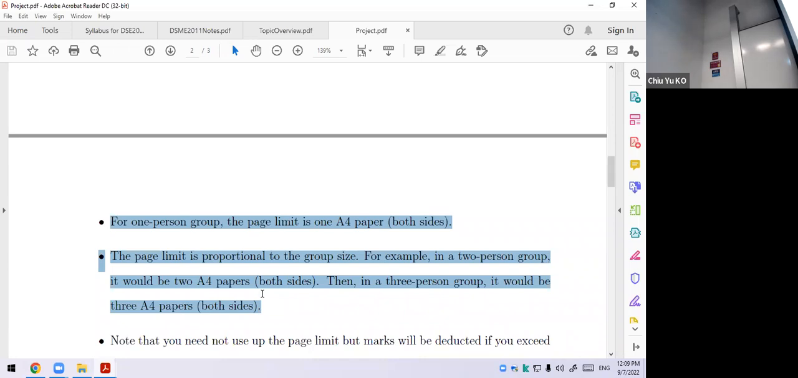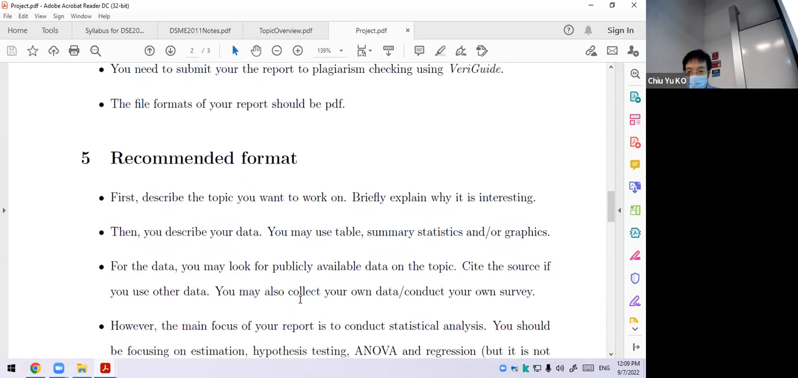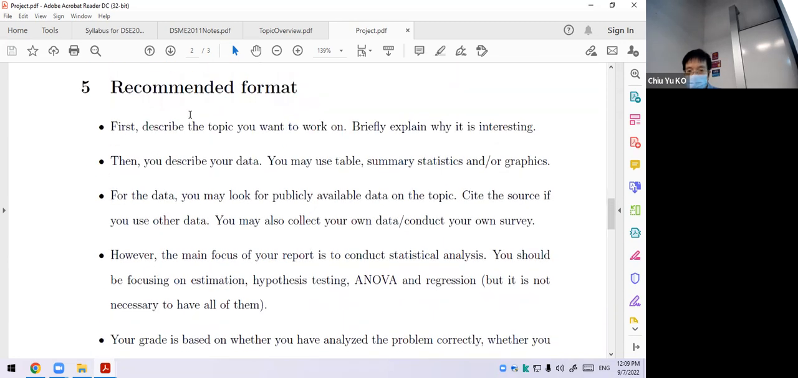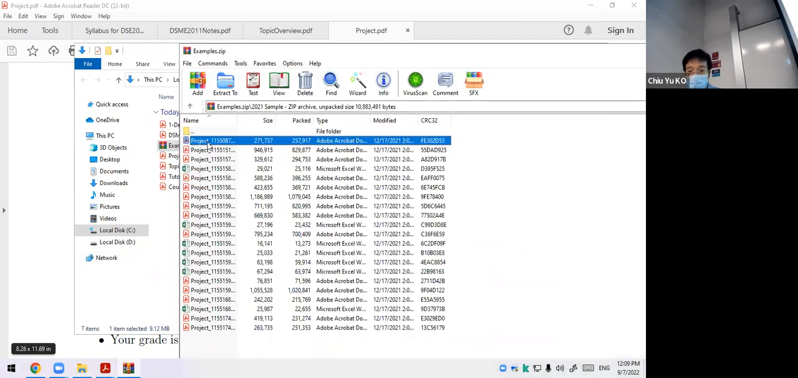But I allow you to get 2 pages, but try to be short. I mean, you don't have to fill up the page limit, as later I will show you the example. Actually, you don't have to go over it. And this is some guideline. I'm not going to go over it. Instead, I go over some examples I got last year.